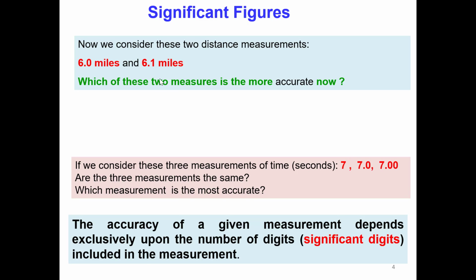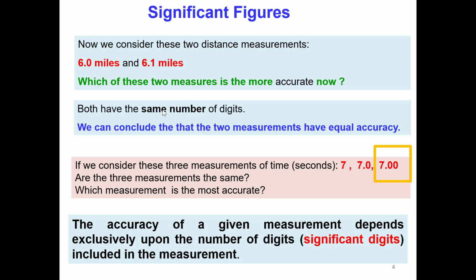Now we consider these two distance measurements, 6.0 miles and 6.1 miles. Which of these two measurements is more accurate? The answer is the two measurements have equal accuracy, and the reason is they have the same number of digits. We have 2 digits here and 2 digits here.